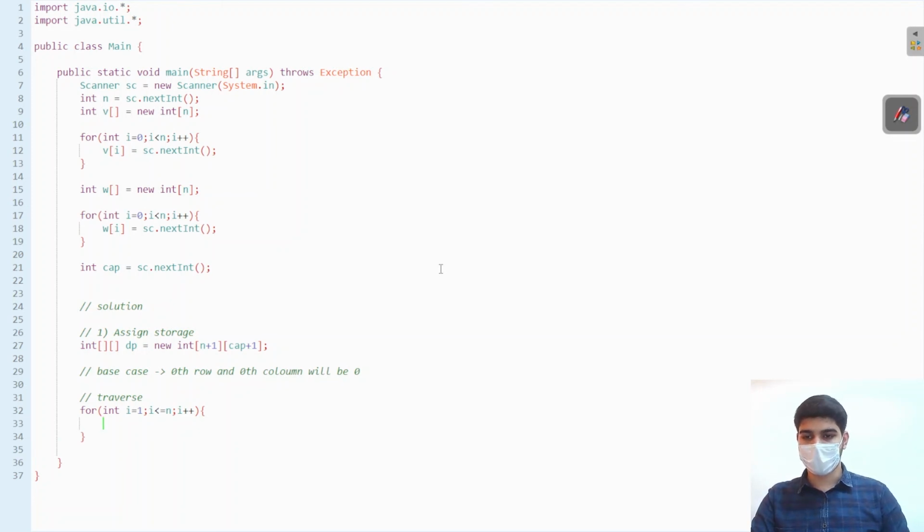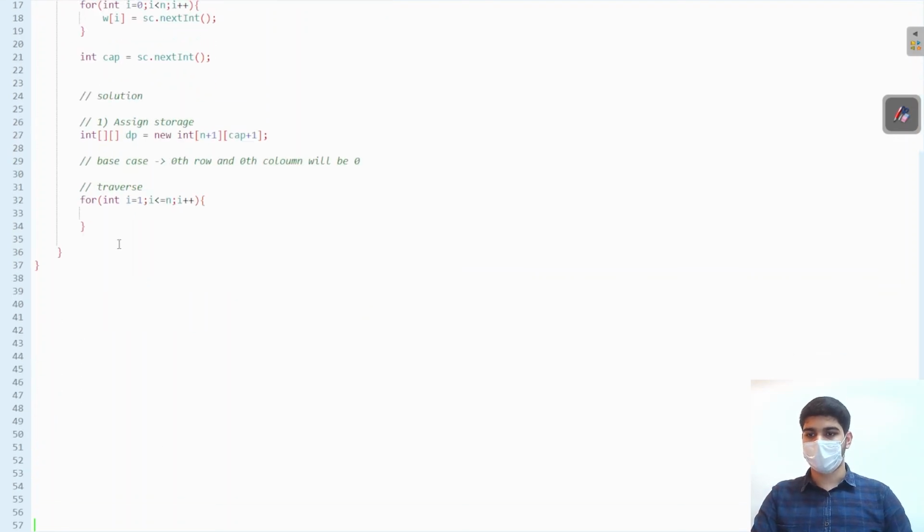And over here, what we would have is value, which would be I minus 1, as it's 1 indexed, as we saw, and we would have weight, which will be weight of I minus 1. For each of the items, we are traversing through the capacity. So I is already used, so j goes from 1 till j is capacity, j plus plus.